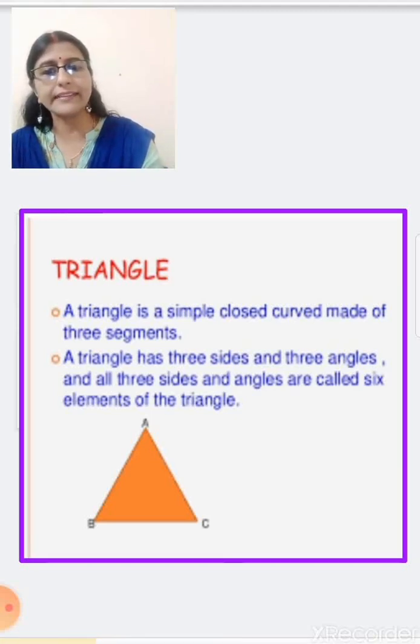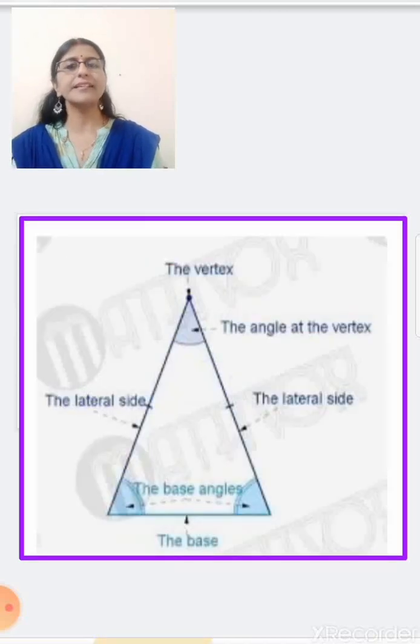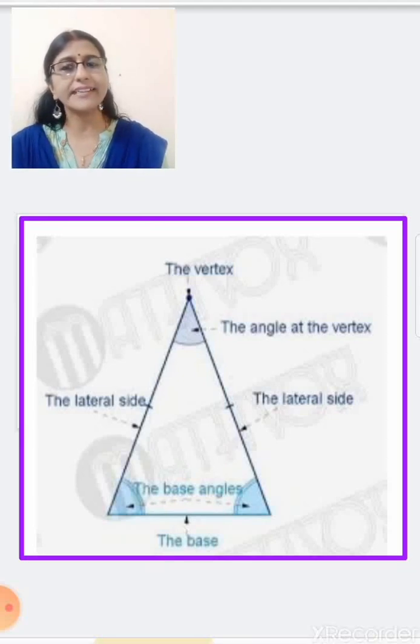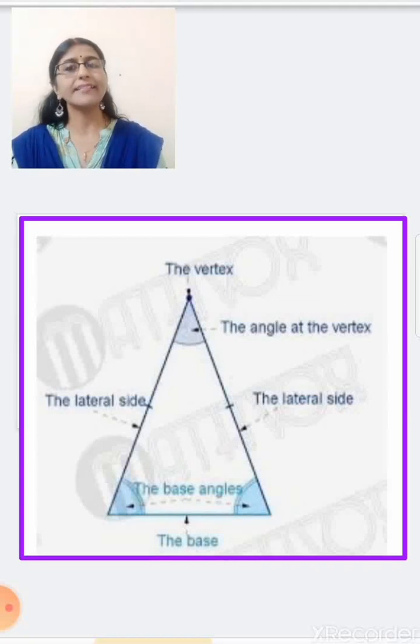Now let us see this. This is a triangle. You can see the vertex. A triangle has 3 vertices. You can see the lateral sides here. It has 2 lateral sides. And the base. And the base forms 2 base angles. And there is an angle at the vertex. So this is a triangle.